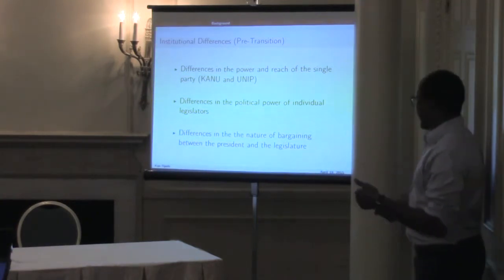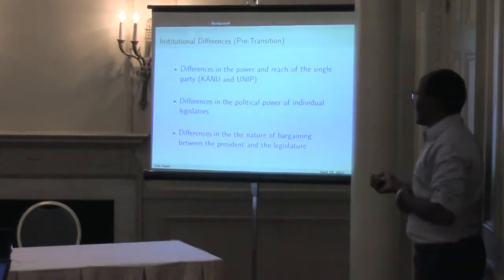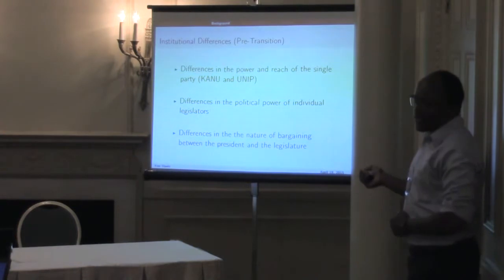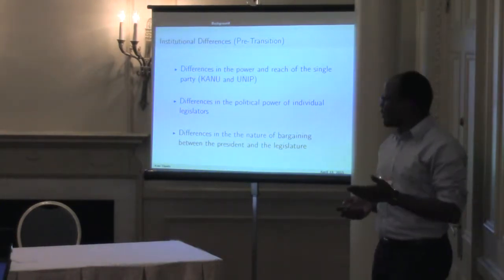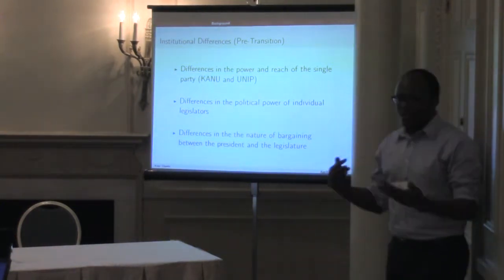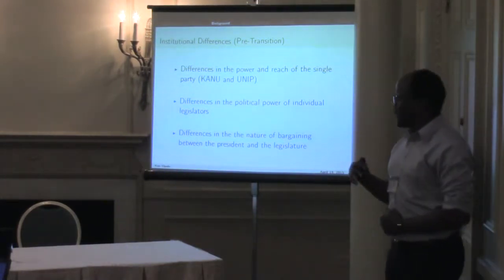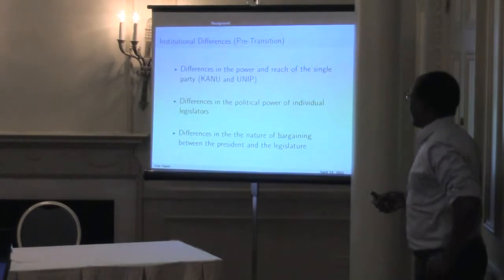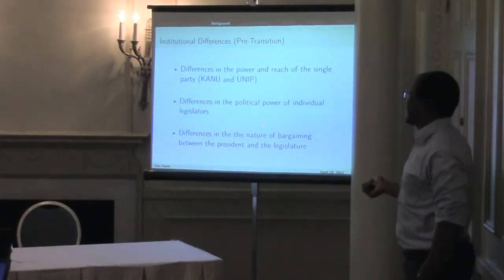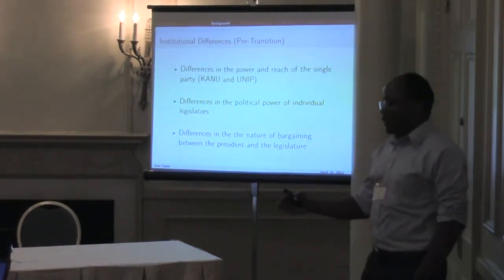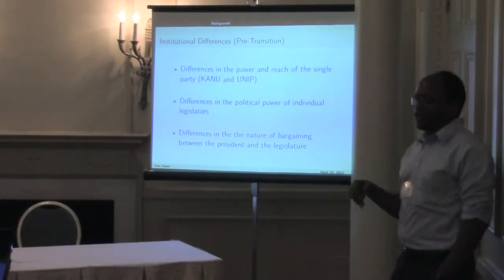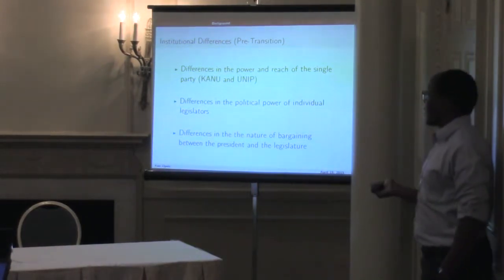And this was because of two key reasons. One is that Moi tried to make KANU a mass party but failed. UNIP, on the other hand, was your quintessential mass party with direct access to the people. Kaunda could circumvent elites. And so these differences meant that at the transition in the early 1990s, the Kenyan legislature was actually stronger than its Zambian counterpart.